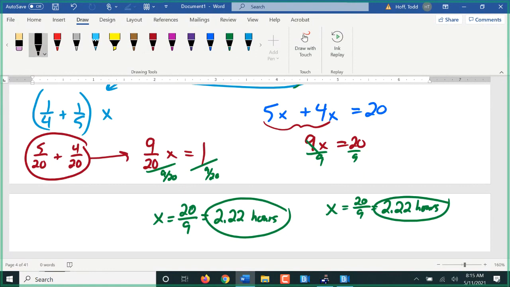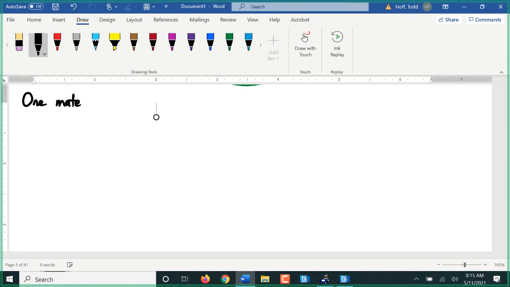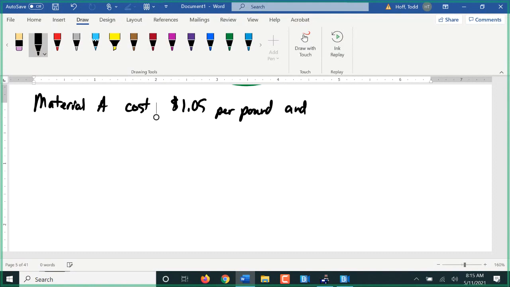A third type of mixing problem is a cost mixing problem. I should say a fourth type of mixing problem. Let's say we have, I'll be a little bit more specific, we'll call it material A, which costs $1.05 per pound. And B costs 85 cents per pound.